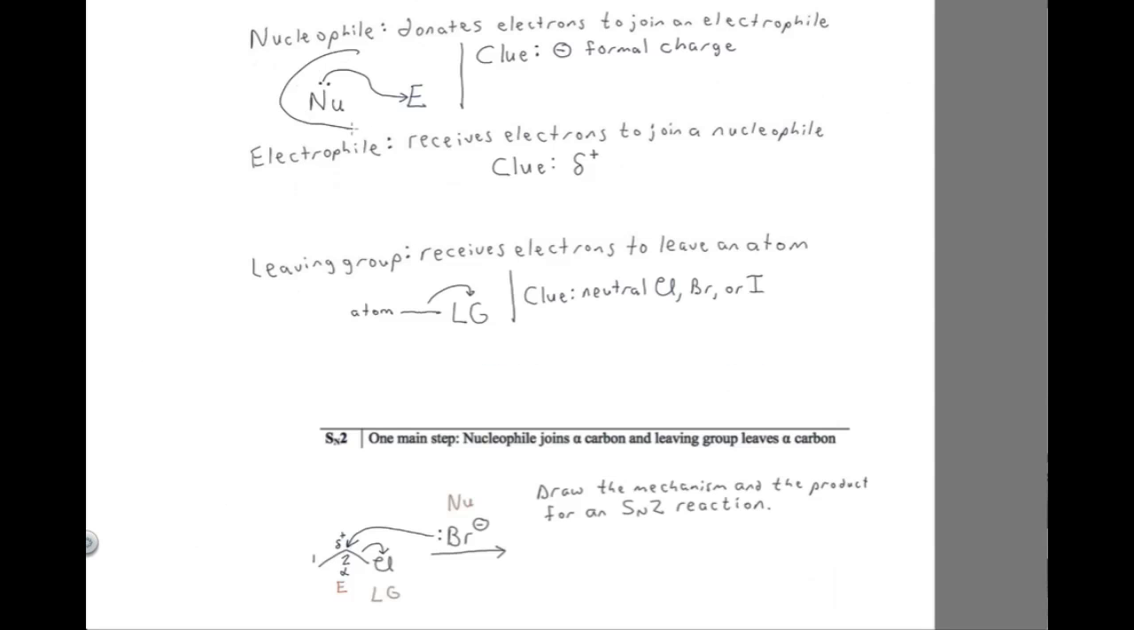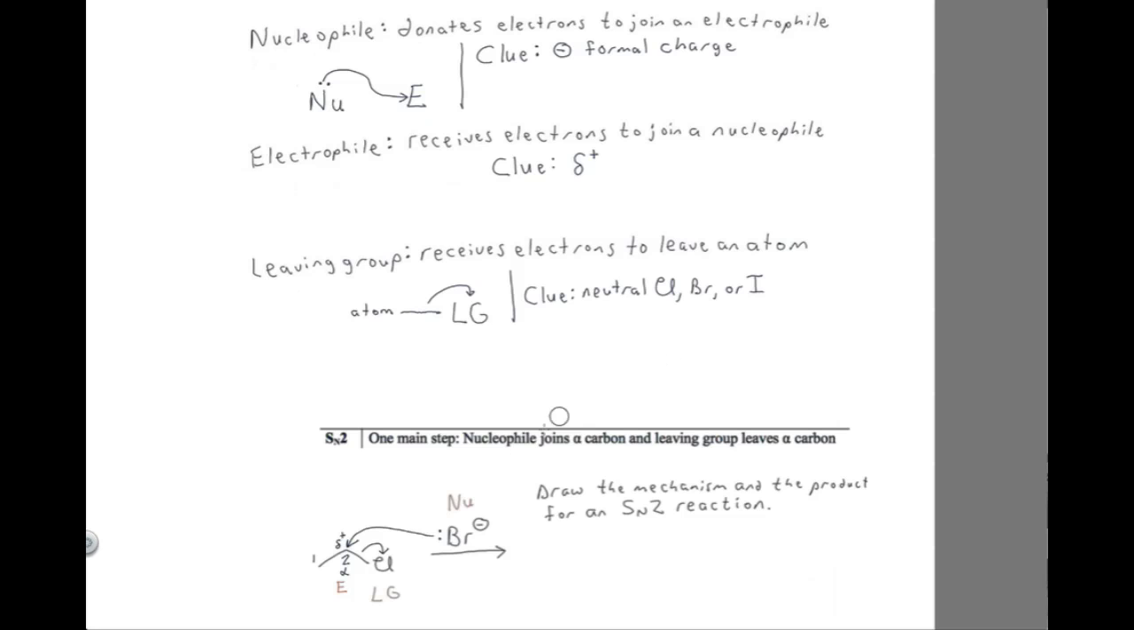So we've used this rule and this rule to draw the arrows involving the nucleophile, electrophile, and leaving group in the SN2 reaction. We use this rule to show the nucleophile joining the electrophilic alpha carbon. And we use this rule to show the leaving group leaving the alpha carbon. For an SN2 reaction, the particular atom that the leaving group is leaving is the alpha carbon.